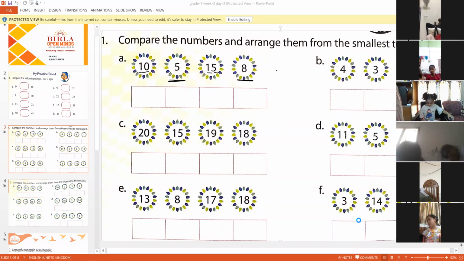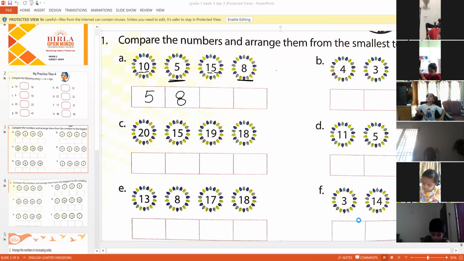So what we will do, we have to compare the numbers 5 and 8, right? And we all know that 5 is always smaller than 8. So in the first one we will write 5. Okay children? And in the second one we will write 8. Right?